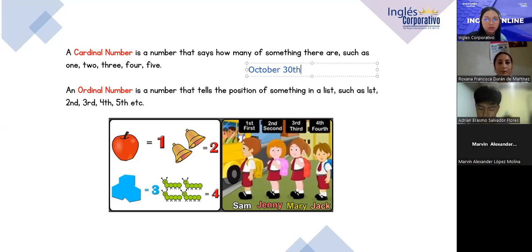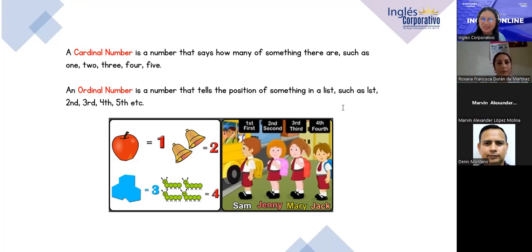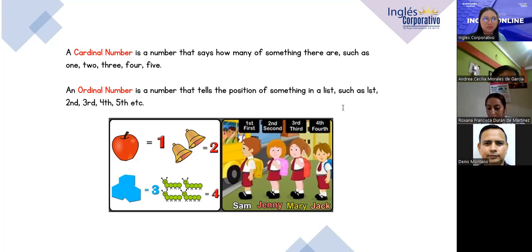En inglés usamos ordinales. En español no los ocupamos, ¿verdad? ¿Para qué ocupamos en español entonces los ordinal numbers? Primero, segundo, tercero, cuarto. ¿Qué contextos? Give me examples, please. Grados. Un lugar, primer lugar. Una posición. Competencias, probablemente. Algunos documentos se redactan con números ordinales. Creo que la constitución, artículos primero, segundo, tercero. En inglés lo ocupamos para fechas, ¿ok?